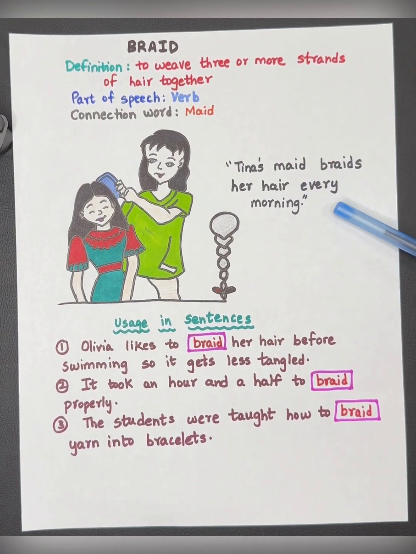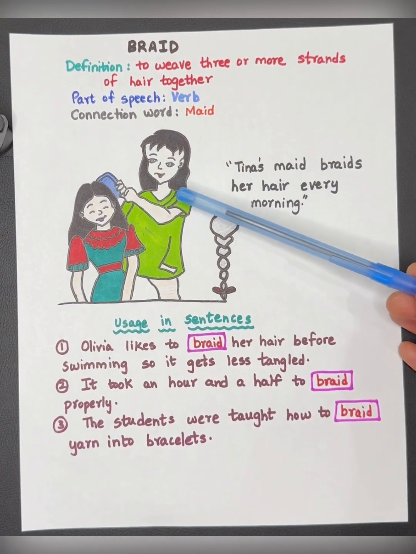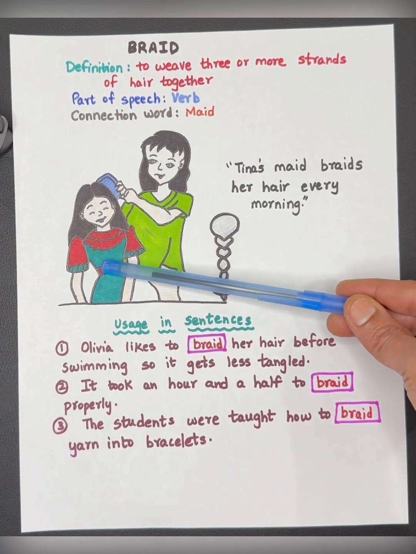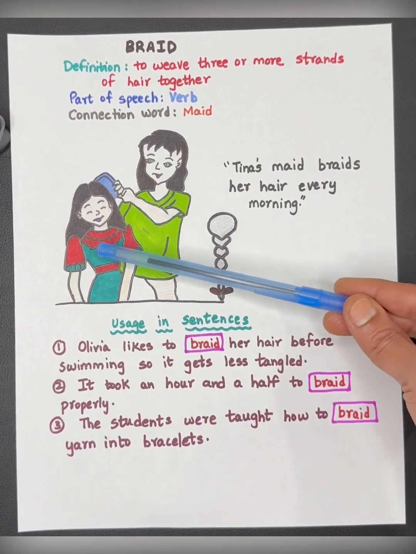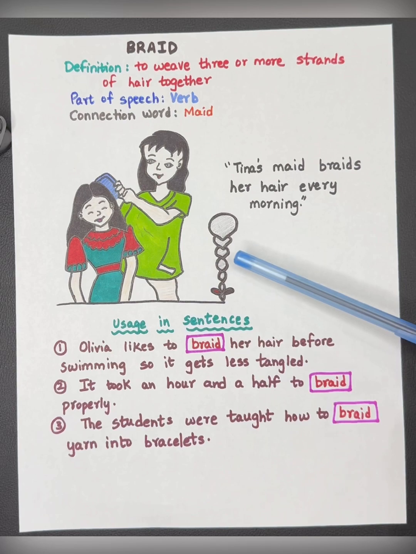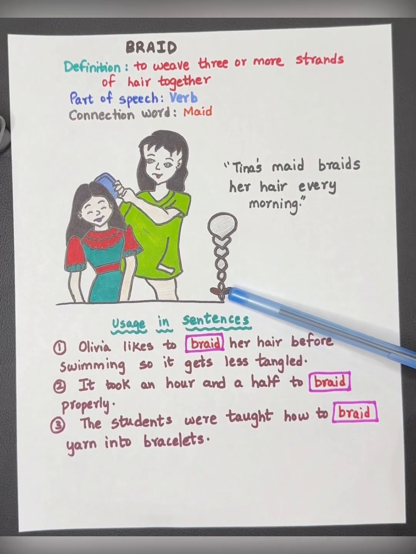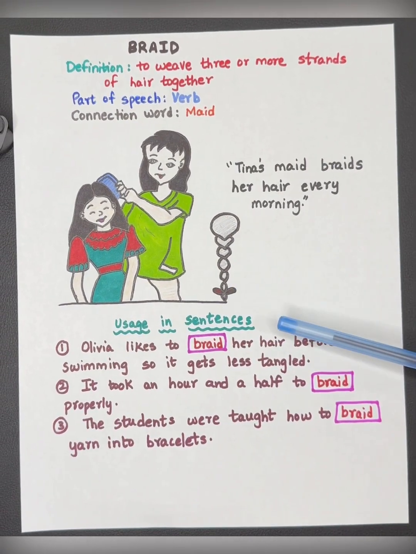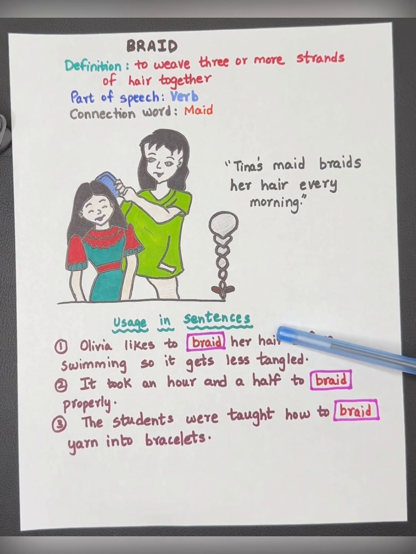Tina's maid braids her hair every morning. She is Tina's maid and this is Tina. So her maid braids her hair every morning. So this is the braid. You know what a braid looks like, right? Now let's see the usage in sentences.